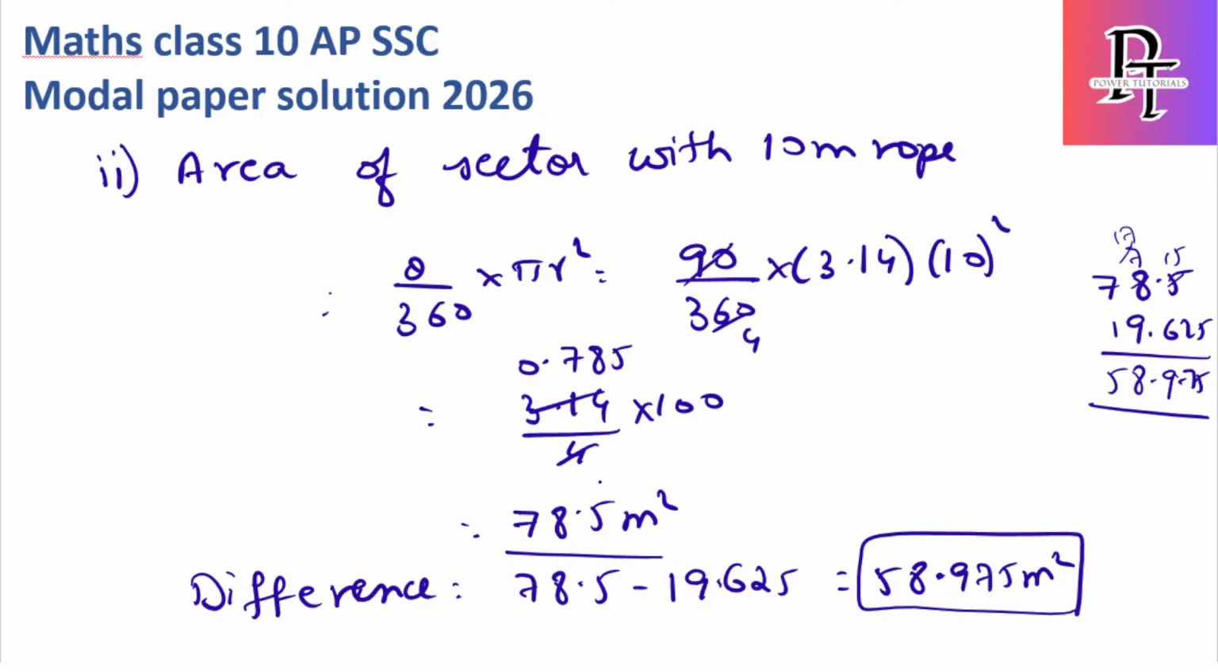Let's find the difference to get the increase in area. Which is nothing but 78.5 minus 19.625, which is 58.875. It's not 975, it is 875. Okay, 58.875 is the answer, which is nothing but the increase in the area when it increased from 5 meters to 10 meters.